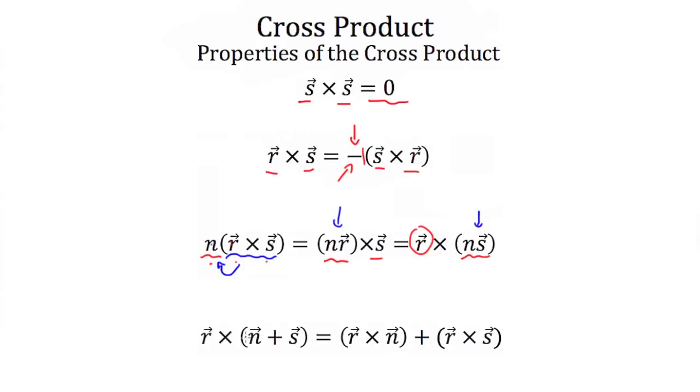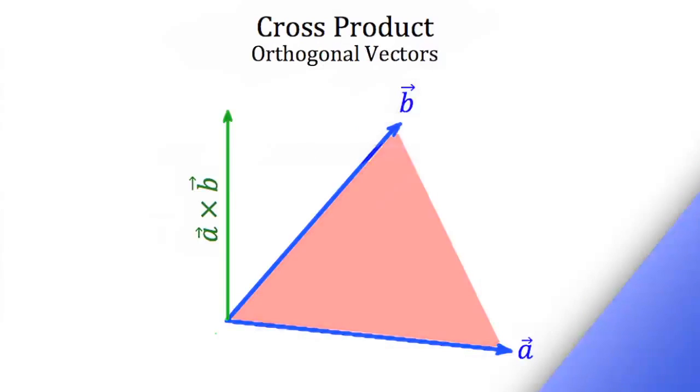Now if you want to multiply or cross a vector with the sum of two vectors, this you can distribute because you're multiplying two vectors that are being added together. So the cross product of r with n plus s is the same as r crossed with n plus r crossed with s. This is distributive because of this addition.